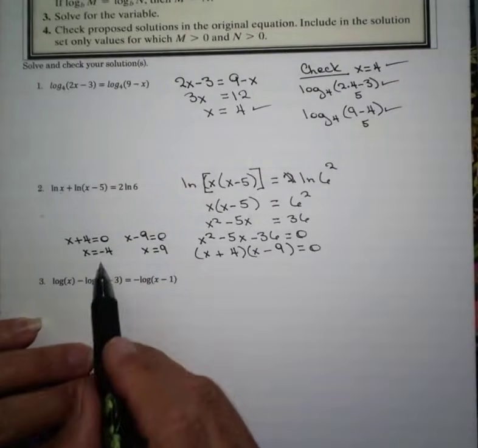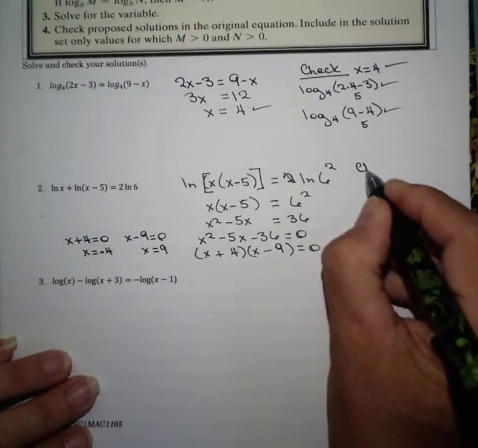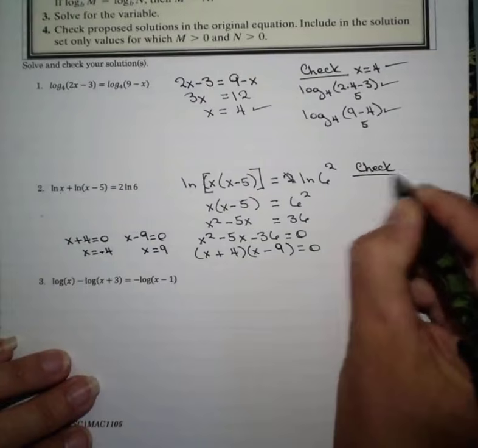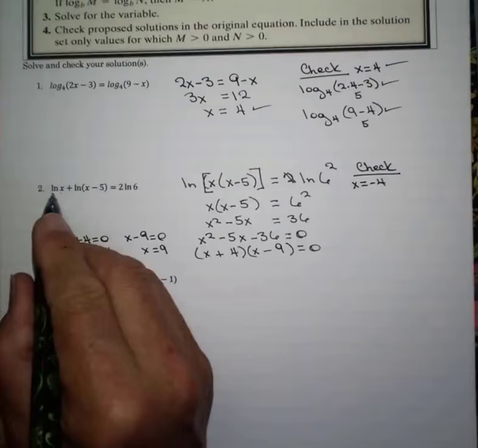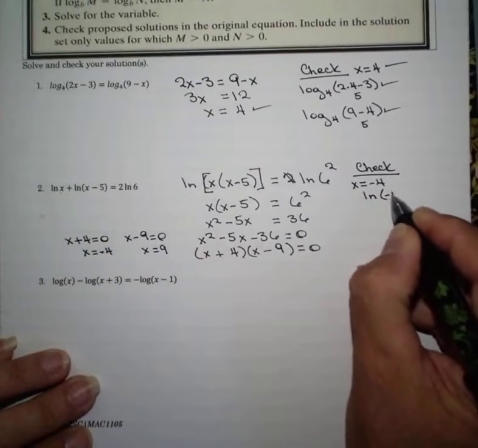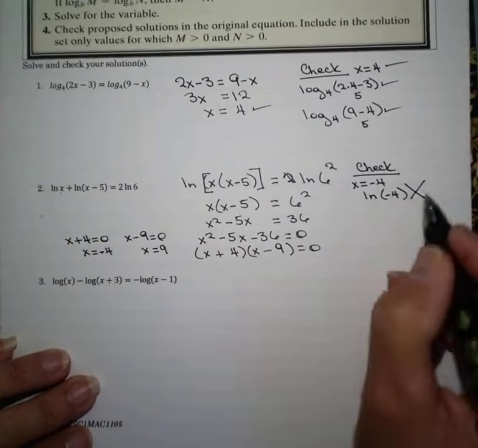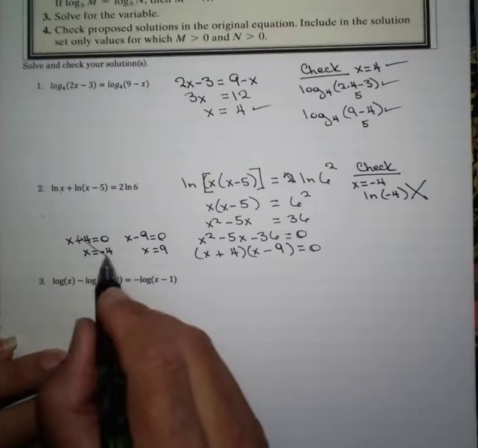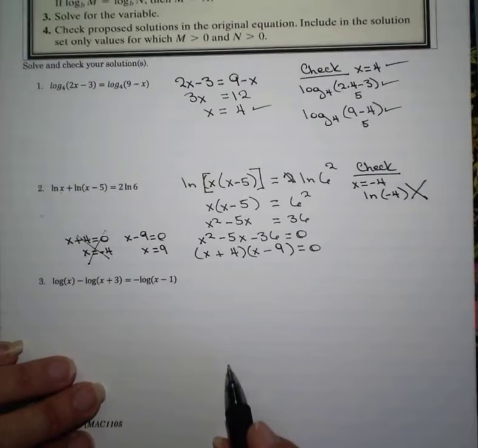Now I'm going to go up here and say negative 4. If I check negative 4, I'm going to check the first one as x is equal to negative 4. When I put ln of negative 4, I have the log of a negative number. It doesn't work. So that is not going to be one of my solutions because I can't take the log of a negative number. So that took care of that one.